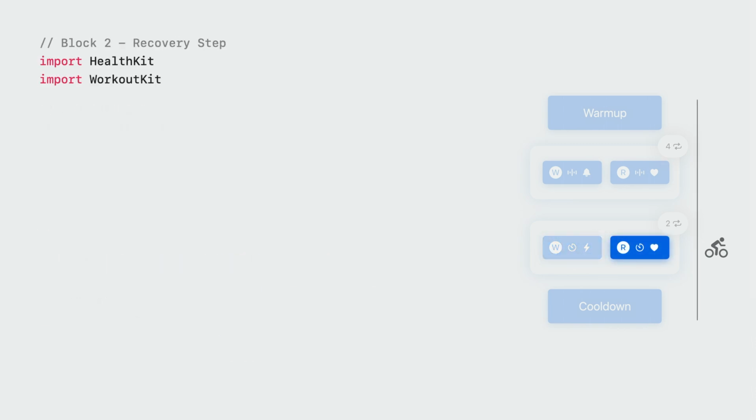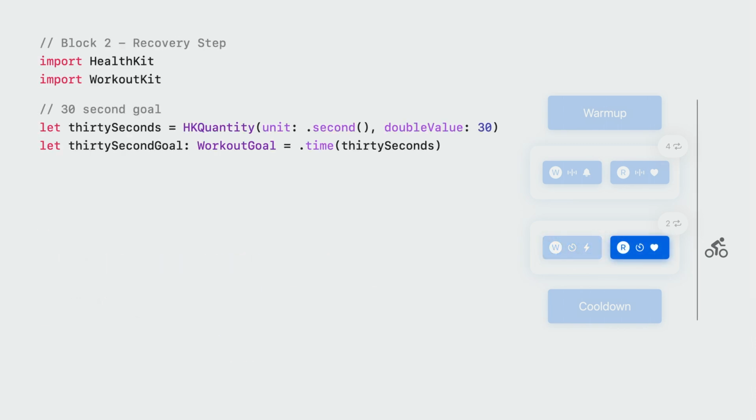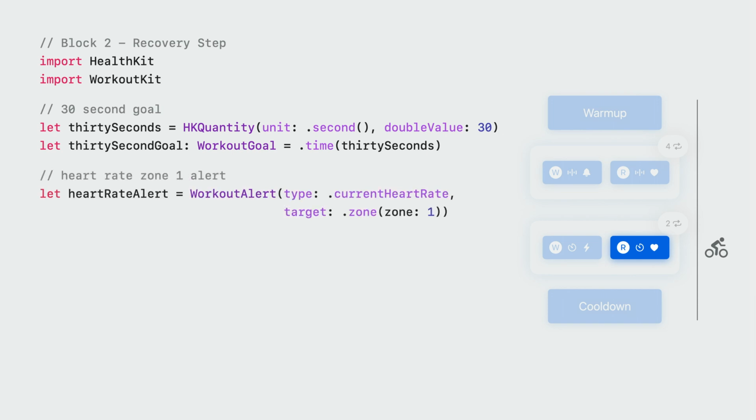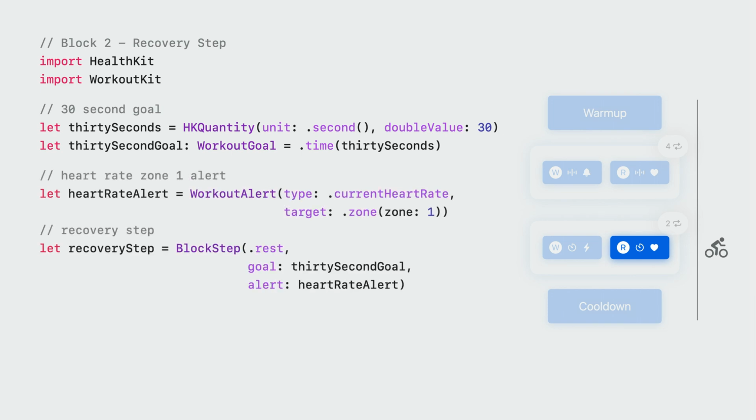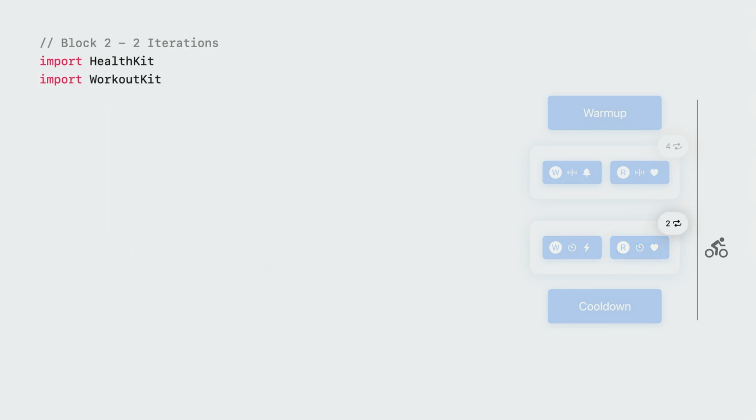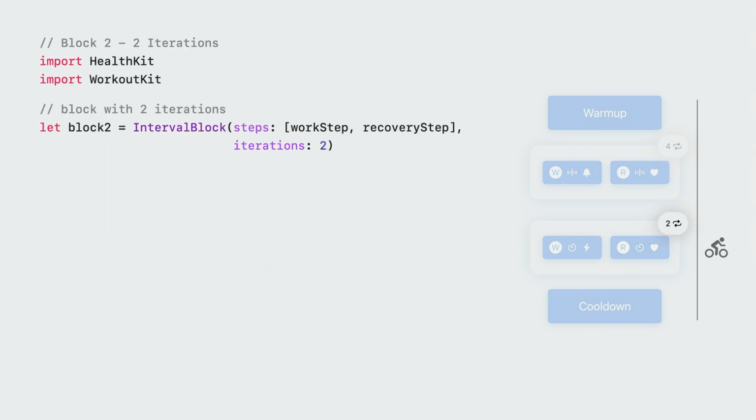The second step of this block is a recovery step. We create a 30-second goal with a heart rate zone 1 alert. Then we can create our recovery step. Now, we can create our second block with the work and recovery steps we just defined, with iterations set to 2.